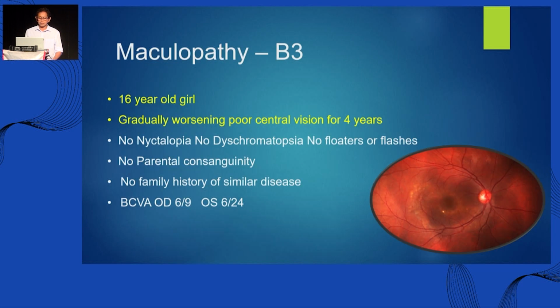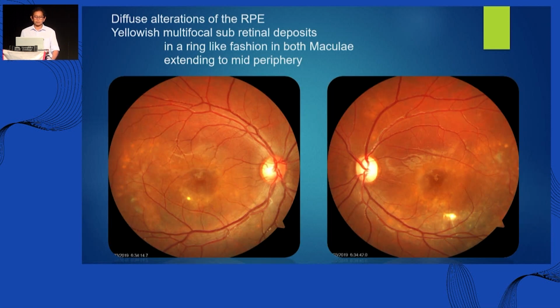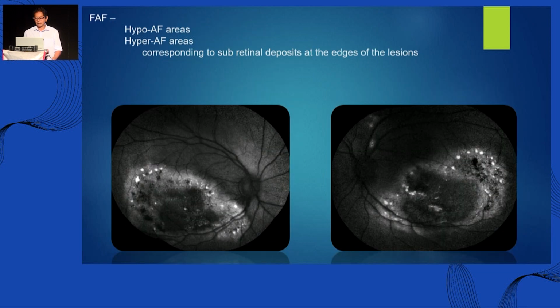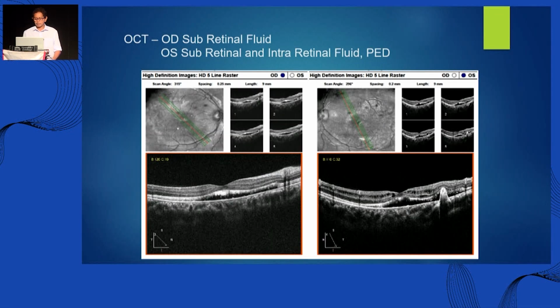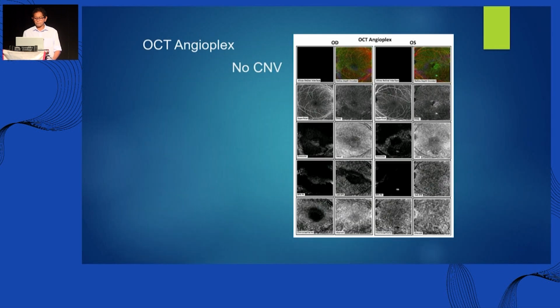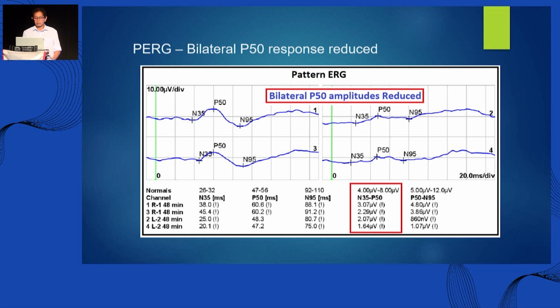Now this one, a 16-year-old girl, had gradually worsening poor vision and came with this picture: diffuse alterations of the RPE, yellowish multifocal subretinal deposits in a ring-like fashion in both maculae, somewhat asymmetrical, extending to the mid-periphery only. And this is the autofluorescence, and this is the OCT, which is somewhat like the Best disease characteristics. The fluid is in the interdigitation zone. There was no CNV, we did angioplex. PERG was reduced.